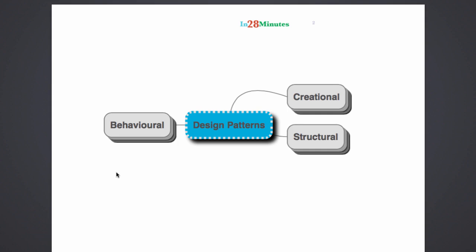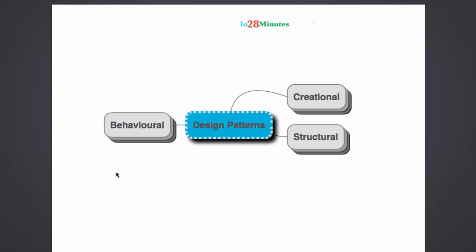Creational patterns deal with the complexity associated with creating objects. Object-oriented programming is full of objects. There are varied kinds of objects that we create with varied range of problems. And these creational design patterns deal with how you can create them. What are the options you have?